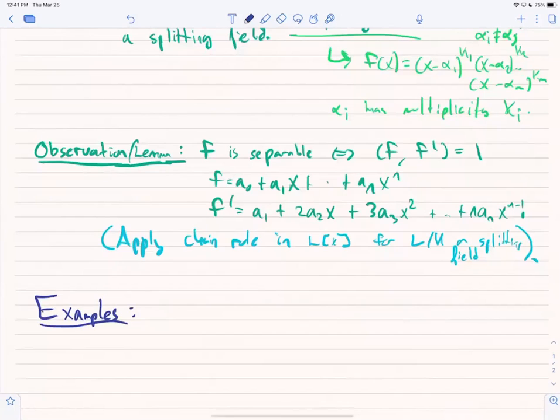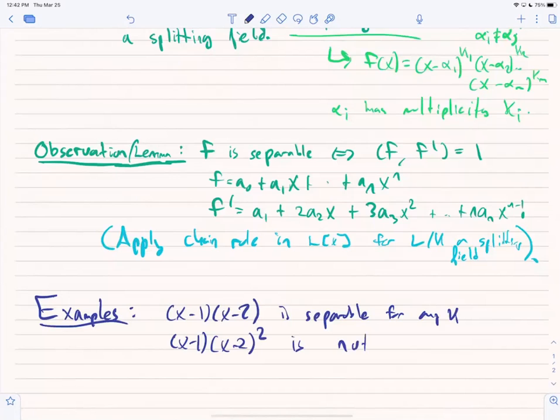And of course, if I don't impose irreducible, then it's easy to write down separable polynomials. For example, x minus 1 times x minus 2 is separable. Well, at least if the characteristic of k is not equal to 2. No, that's even if the characteristic of k is 2, that's fine. 2 is not 1, 2 is 0. So this is separable for any k. Whereas x minus 1 times x minus 2 squared is not separable for any k.